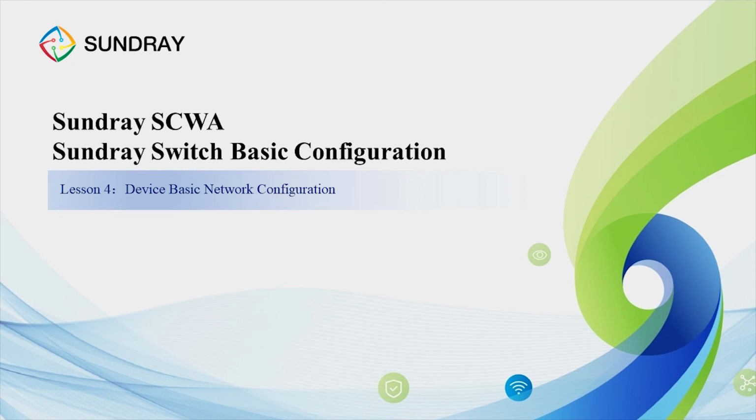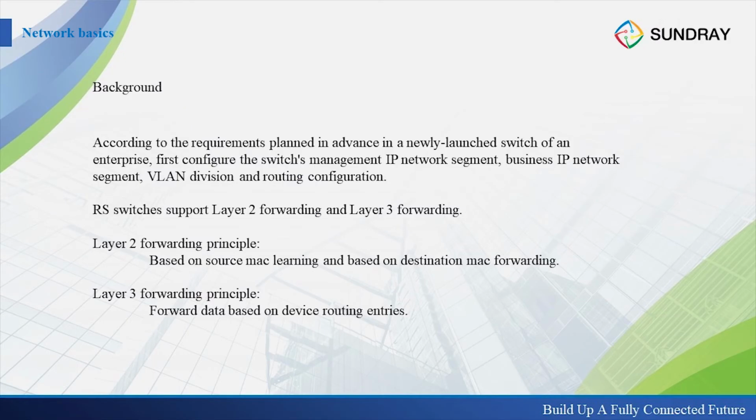The final part is about the device basic network configuration. For the background, it's for this function, device basic network configuration. The background is that when you get the devices and you approve the devices, what you need to configure first? The switch management IP network segment, business IP network segment, VLAN division, and routing configuration.